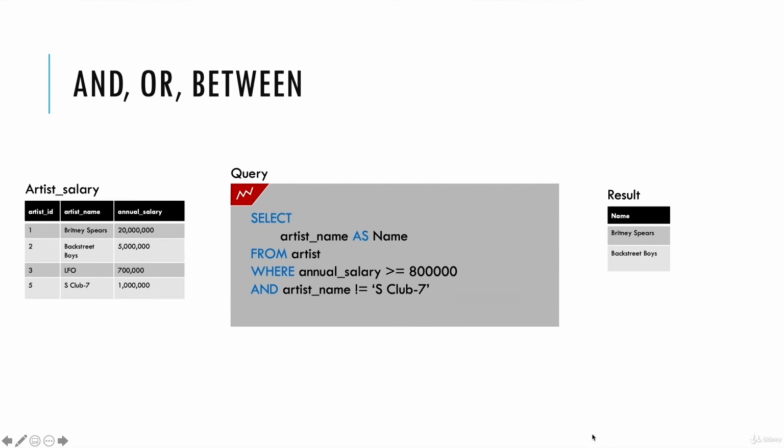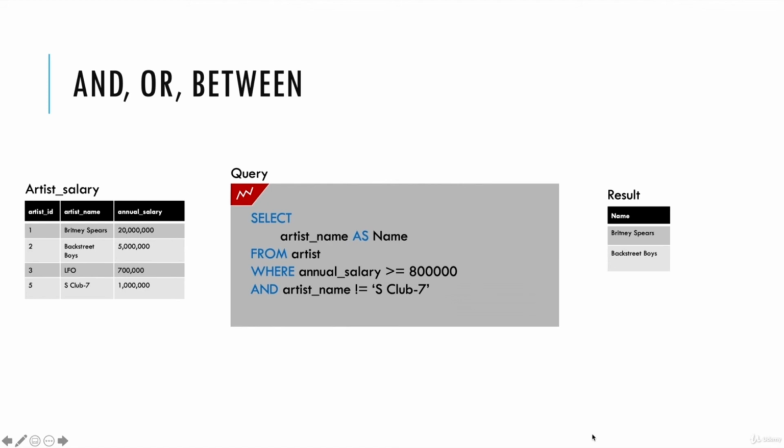So their artist annual salary must be greater than or equal to $800,000, and their name cannot be S Club 7. So if you look at the results on the right, we see Britney and Backstreet Boys come back. And let's take a look at our salary table and just kind of walk through this process. So Britney Spears, her salary is greater than $800,000. That's correct. And her artist name is not S Club 7.